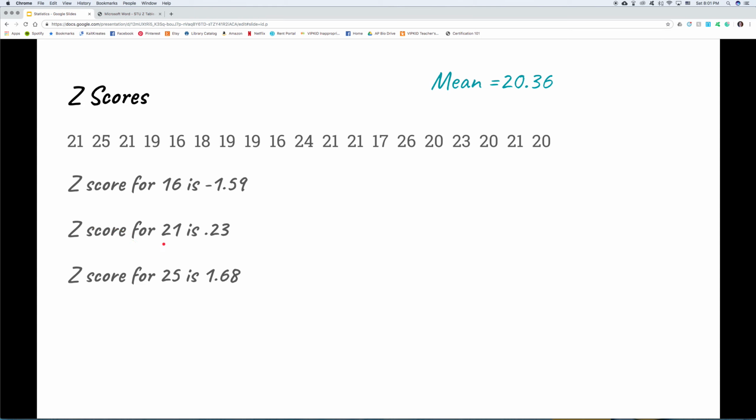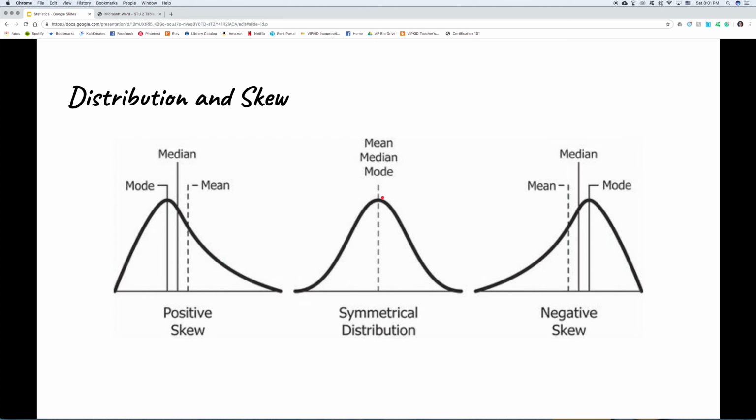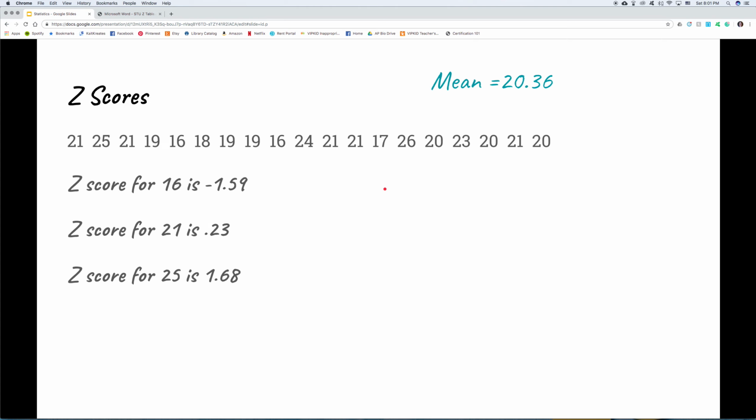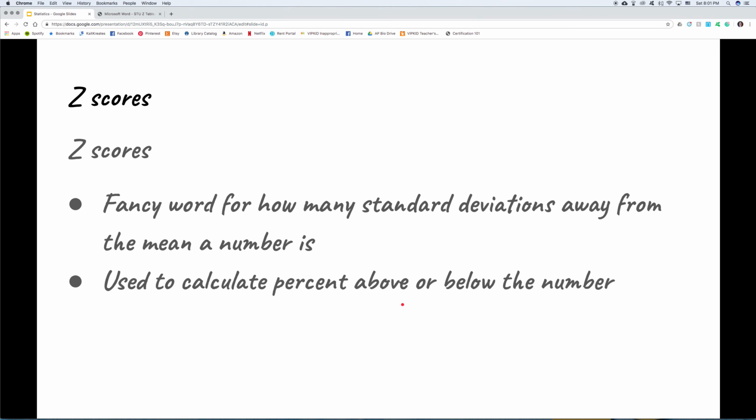The z-score for 21 is 0.23. Like 21 is pretty close to 20, so it's only 2/10 of a standard deviation above the mean or to the right. So that's going to be like right here. It's going to be pretty close probably to that line. And then your z-score for 25 is 1.68. So if you go back here, it's going to be like over here-ish somewhere. So yeah.